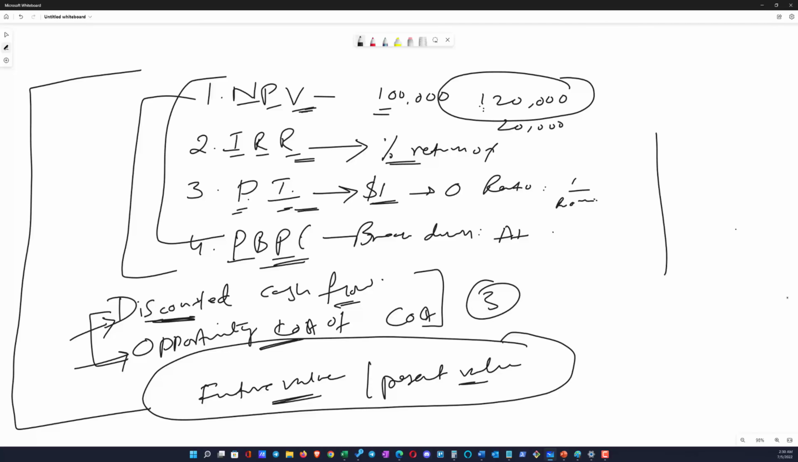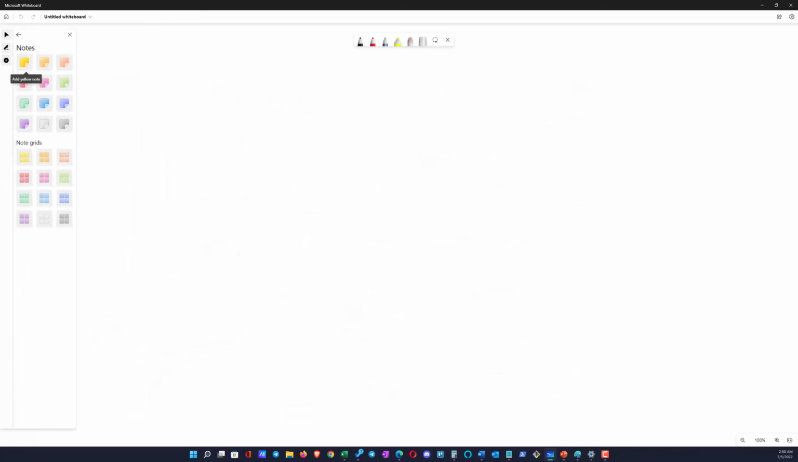Let me quickly open a page. All right, so let's start with discounted cash flow.